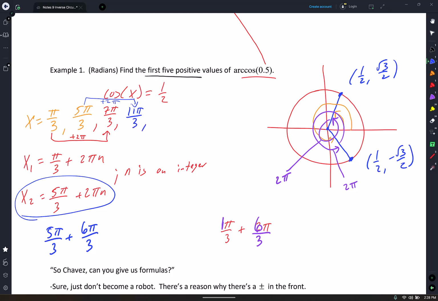I need one more. Take the 7 pi over 3 and add 2 pi to it. So 7 plus 6, what's that? 13 pi over 3. And there it is, guys. Those are my 5 answers in that order.